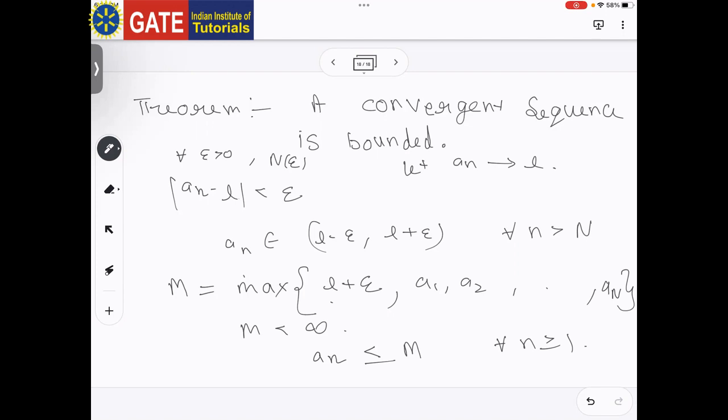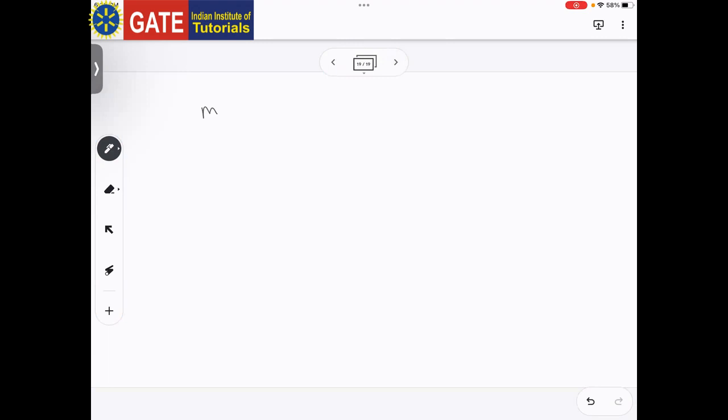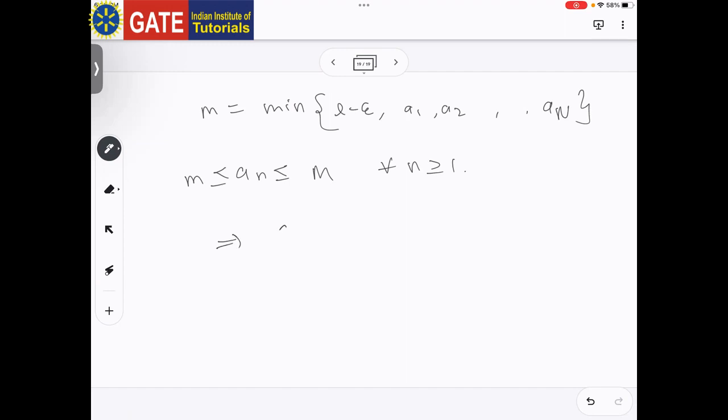Now we need bounded below. You can take the minimum of these ones. So take small m to be the minimum of L minus epsilon, a_1, a_2 up to a_N. Then your a_n is greater than or equal to small m and lesser than or equal to capital M for all n greater than or equal to 1, which implies your sequence is bounded.